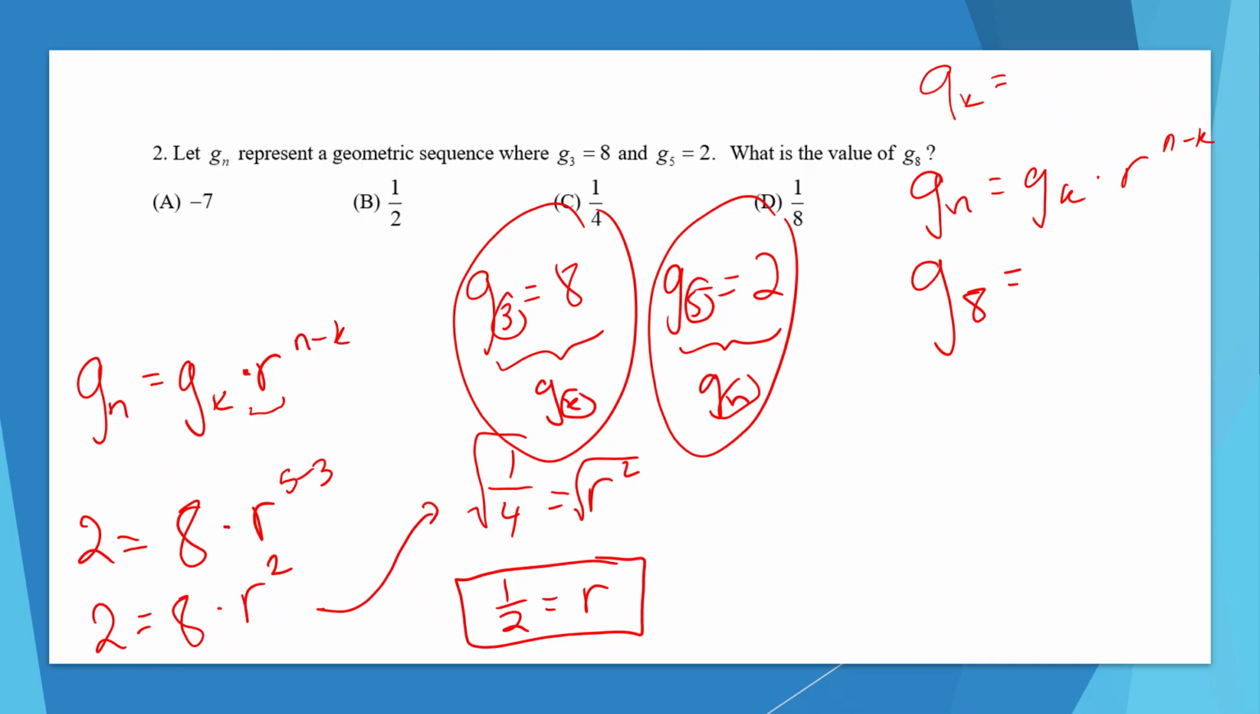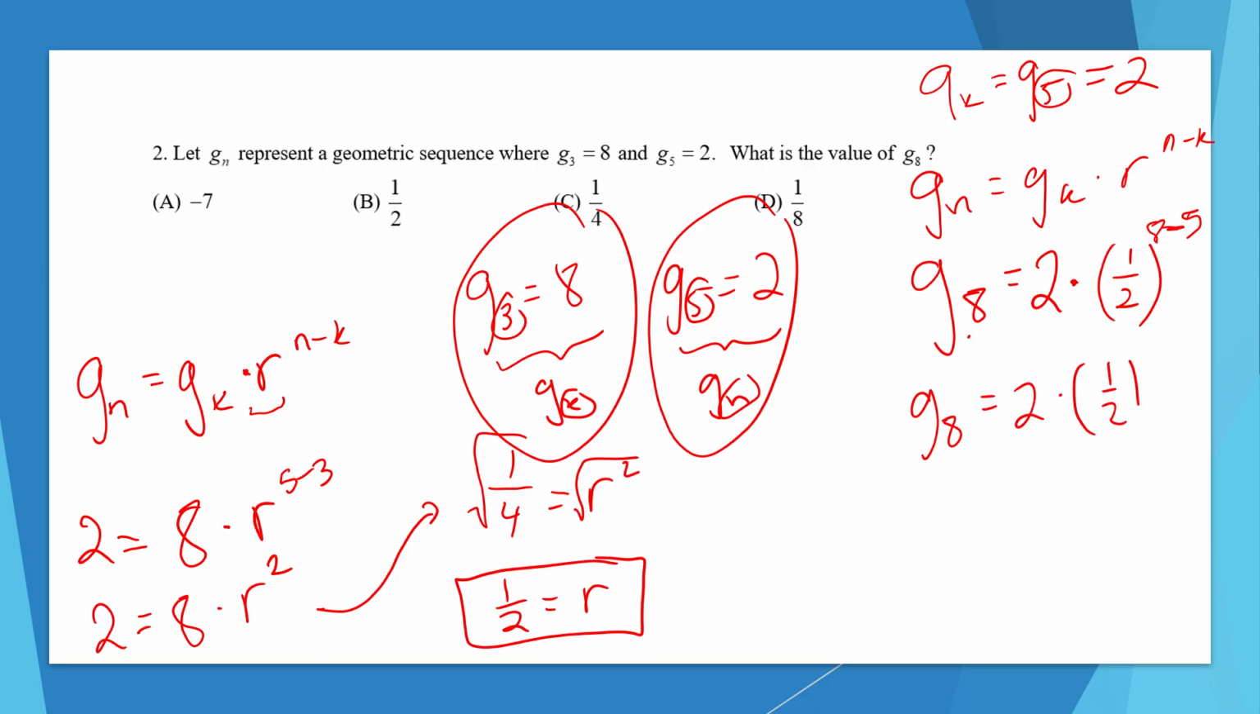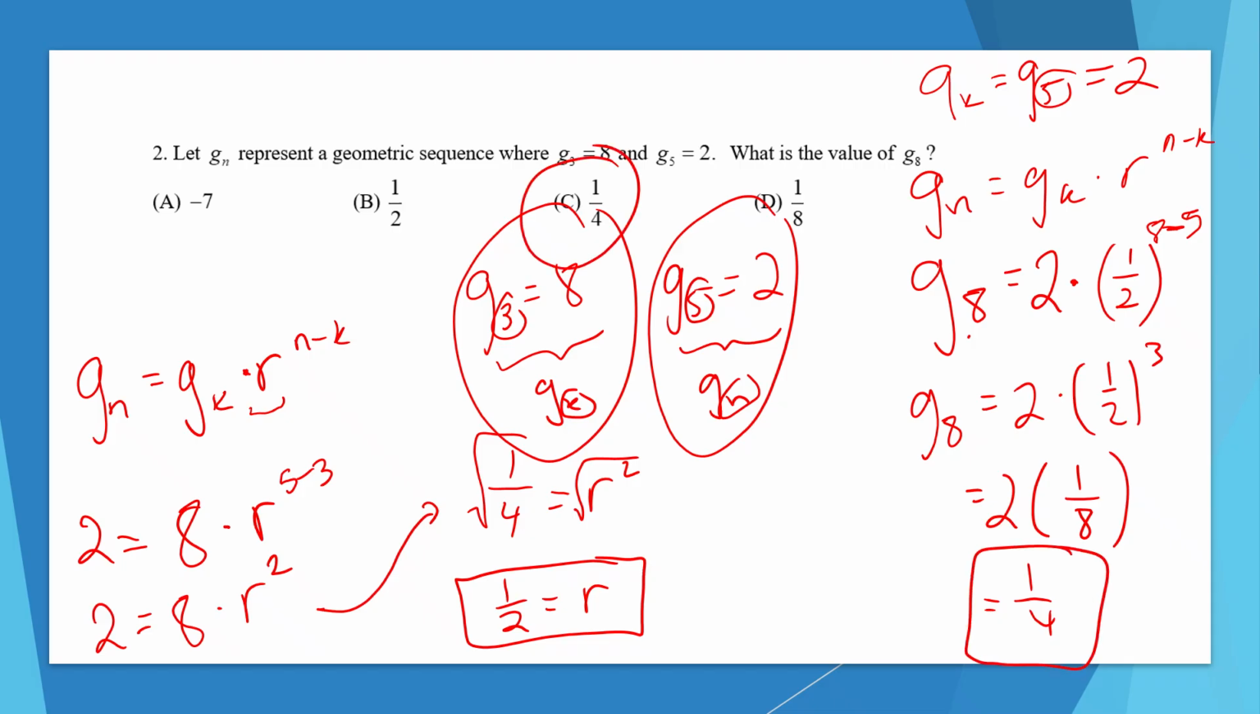So let's do g of k is going to be g of 5, which is equal to 2. So this is going to be 2 times r, which is 1/2, to the power of 8 minus 5. That should be a minus. So then g of 8 equals 2 times 1/2 cubed, which is 2 times 1 over 2 cubed, which is 8. 2 over 8 is 1 over 4. And so that should be our answer, C, for number 2.